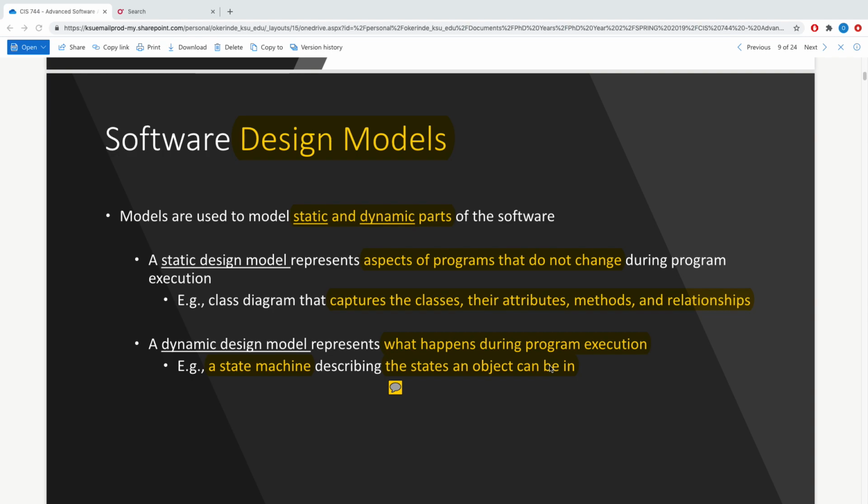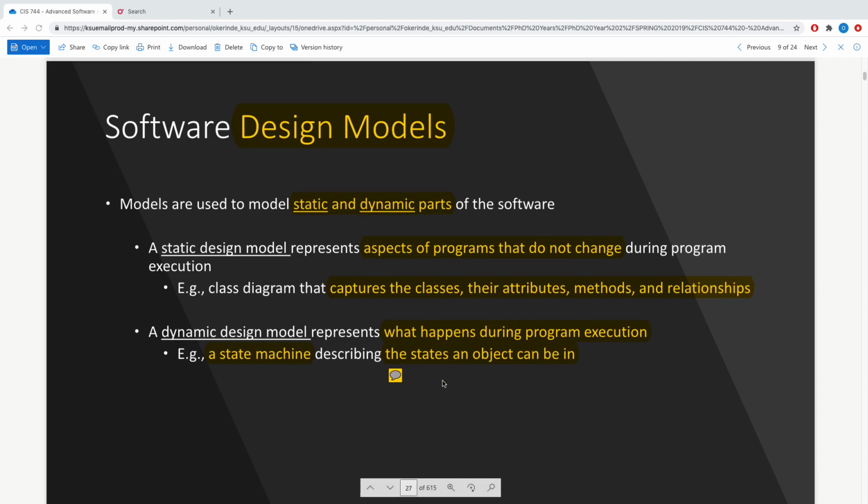Take for instance, you are building an ATM machine. What state should the ATM machine be in at the time that the user is coming to insert the credit card? And after the user has inserted the credit card, what state should the machine transit to? So all these are dynamic, these are things that are changing.